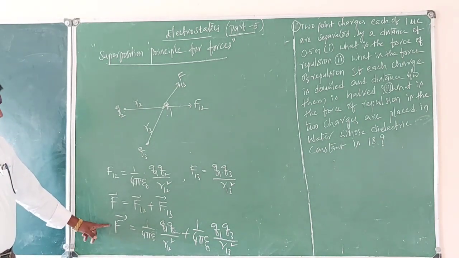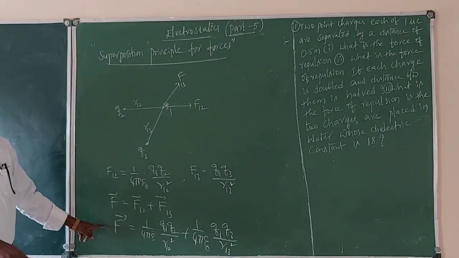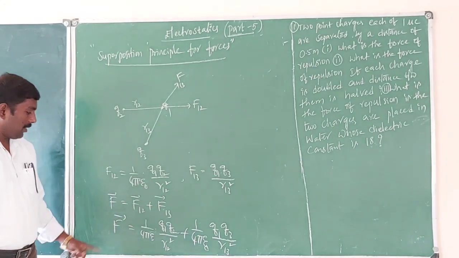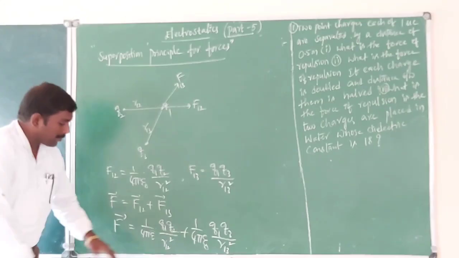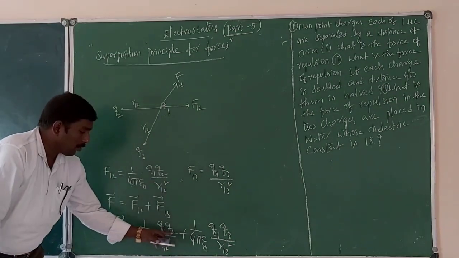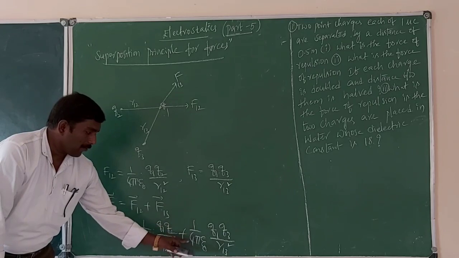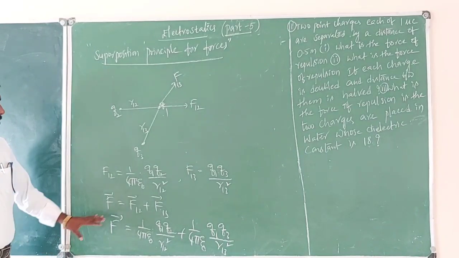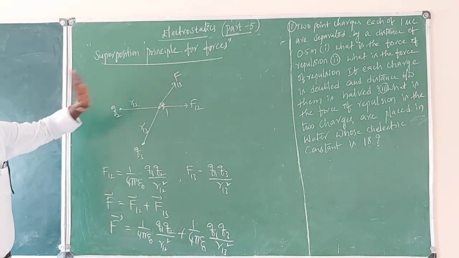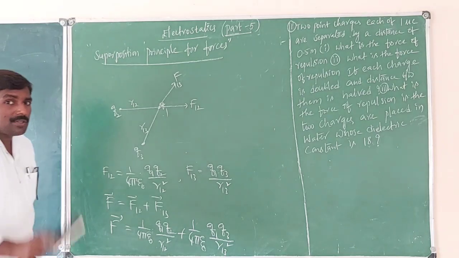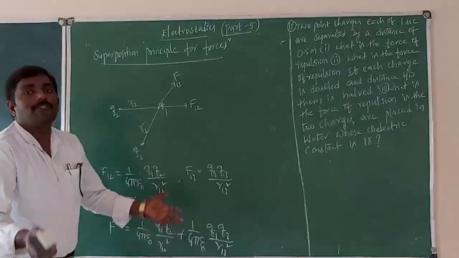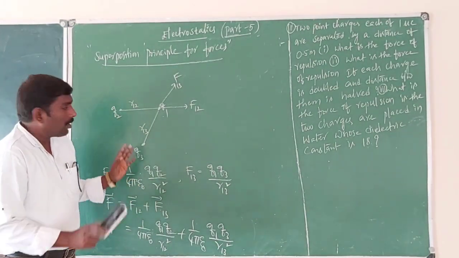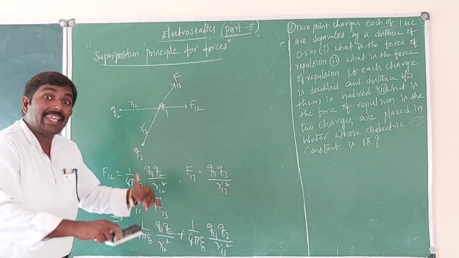According to vector addition, or the parallelogram law of vector addition, the net force is equal to the sum of the individual forces. F is equal to 1 by 4 pi epsilon naught Q1 Q2 by R12 square plus 1 by 4 pi epsilon naught Q1 Q3 by R13 square. This is the superposition principle for forces. Suppose I consider not only two charges, but n number of charges.